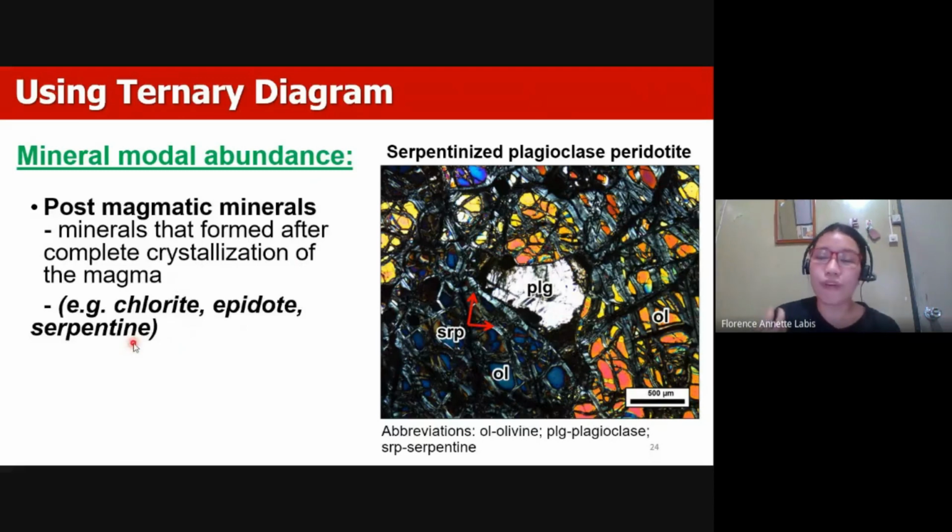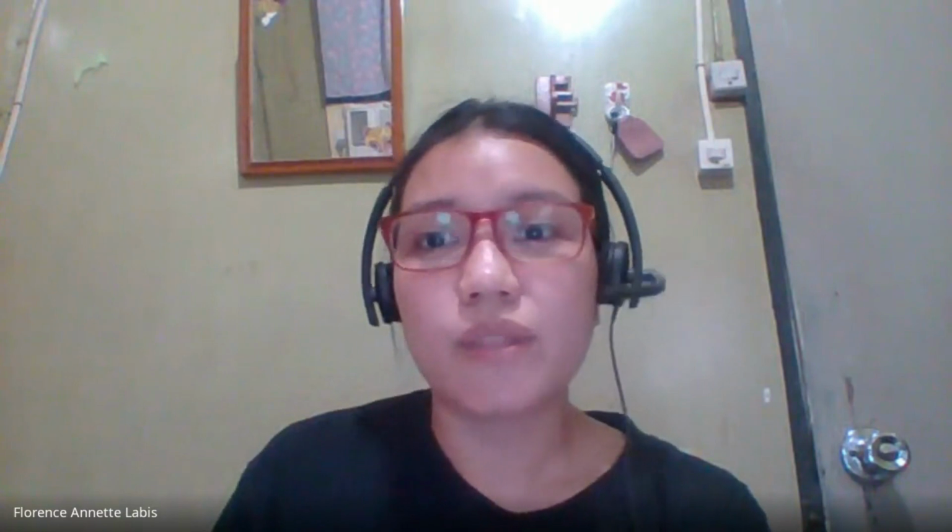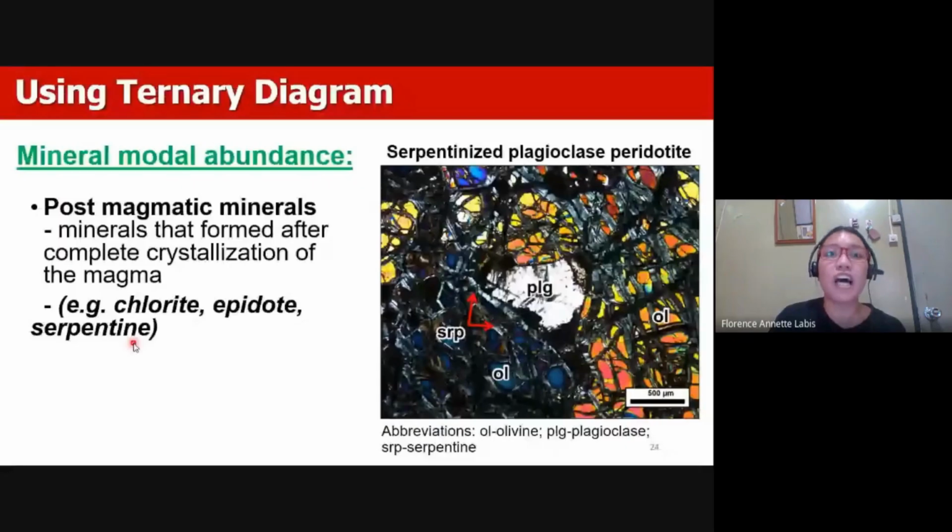So if I'm going to ask you, ang post-magmatic minerals, can it affect the chemical composition of a rock? So a good answer for that is yes, it actually affects the chemical composition of your rock because it actually increases, for example, the volatile content of your sample.